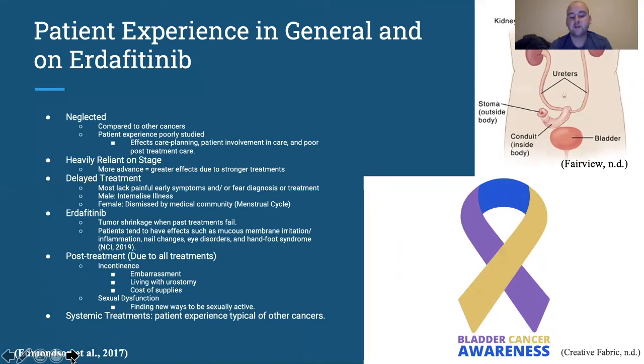Post-treatment, patients' experience varies depending on stage and is typically poor in comparison with other cancer diagnoses. Patients may have incontinence and live with a urostoma, along with costs of aftercare. Patients may also have to find new ways to be sexually active or overcome living sexually inactive.